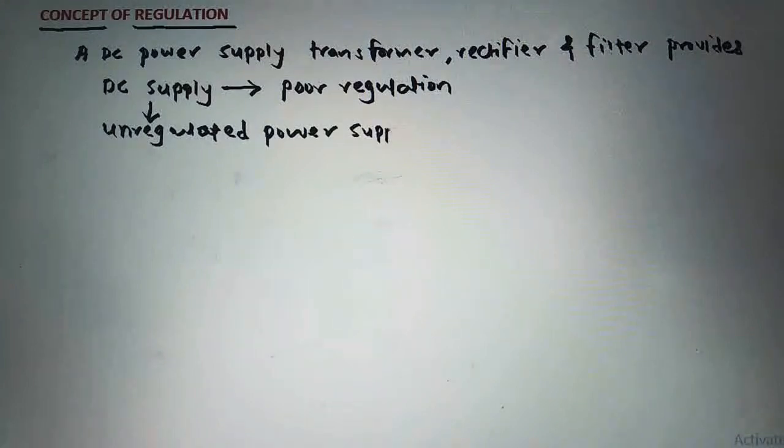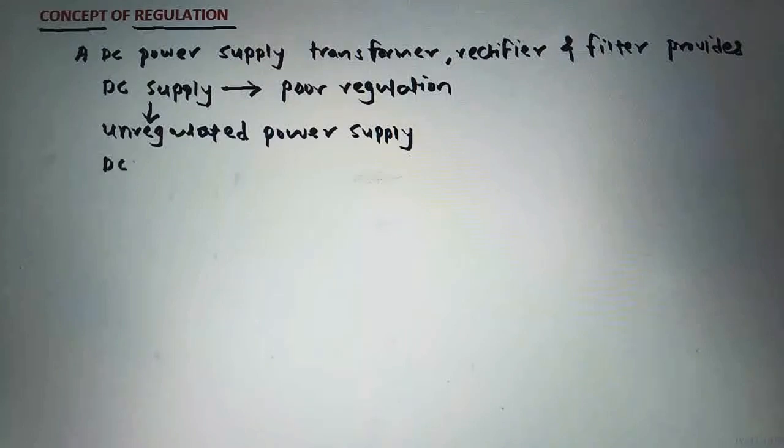Why? Because this DC power supply, which has a transformer, rectifier and filter, provides a DC supply with poor regulation. So a DC supply with a poor regulation is called an unregulated power supply. Why is this DC supply with poor regulation called an unregulated power supply?